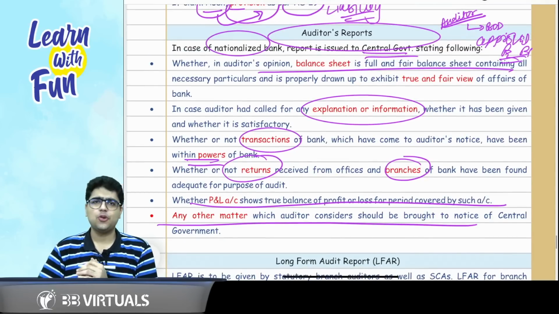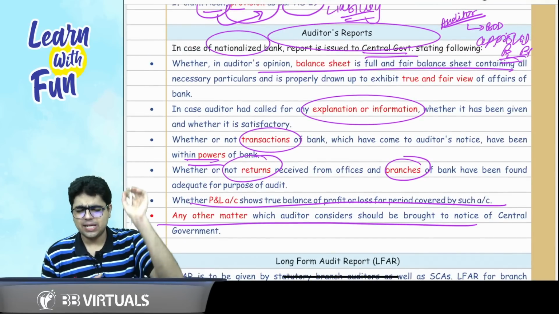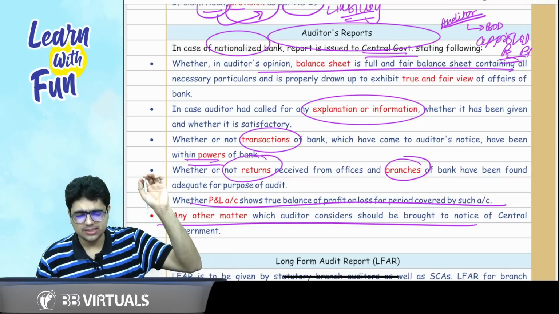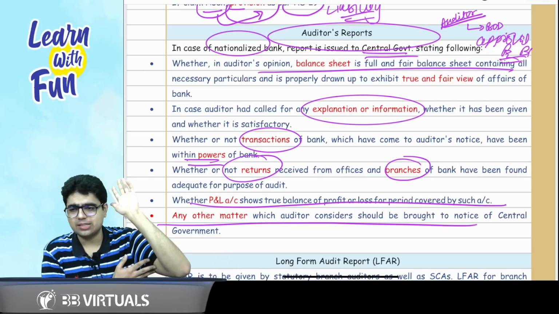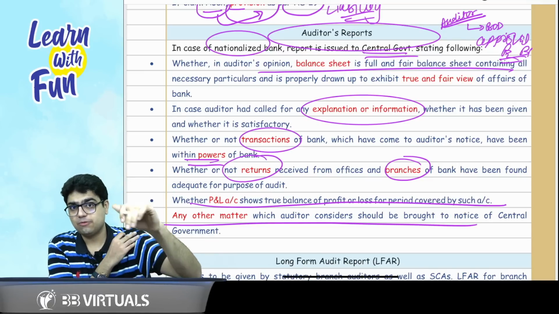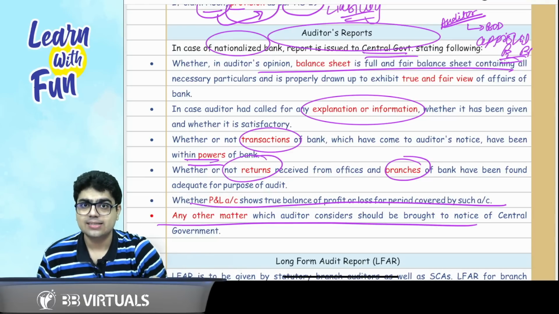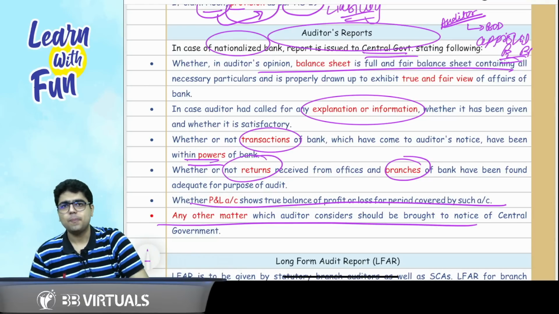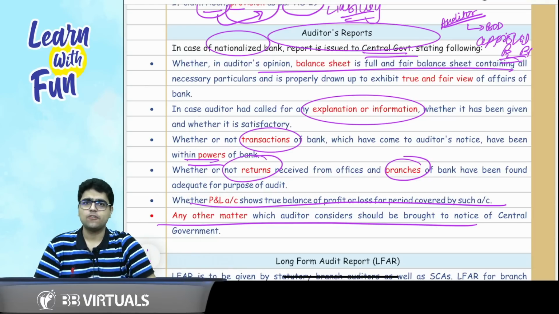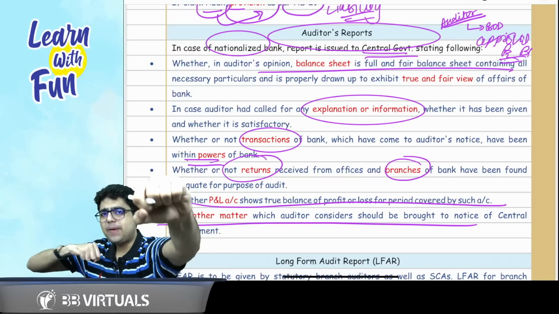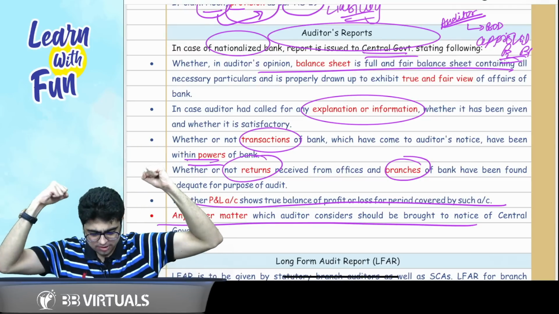So these were the four points which you need to remember. P&L and balance sheet give a true and fair view. Any other matter which may be prescribed, plus information and explanation needs to be obtained, whatever was required, whether you have obtained as an auditor. Three, the branches: proper returns have been received from the branches not visited by him. And last point, all the transactions done by the bank were within the power of the bank.